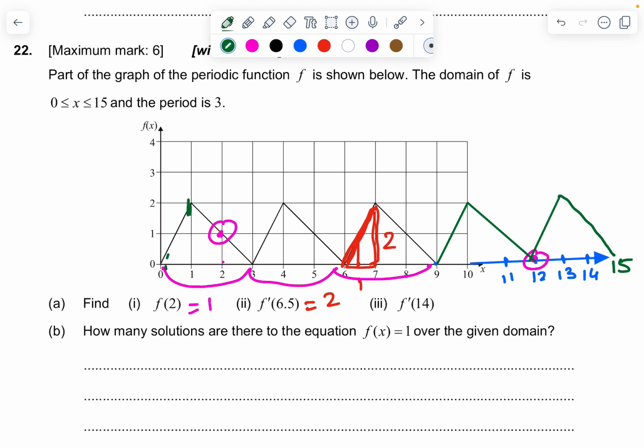So now 14. Where does 14 come? 14 comes on this line, and the gradient of that line is going to be the same as the gradient of this line. It is going to be negative 2 by 2, which is negative 1, because it is coming downwards. Negative 2 divided by 2, which is negative 1. For this one, it was 2 divided by 1, which was 2.